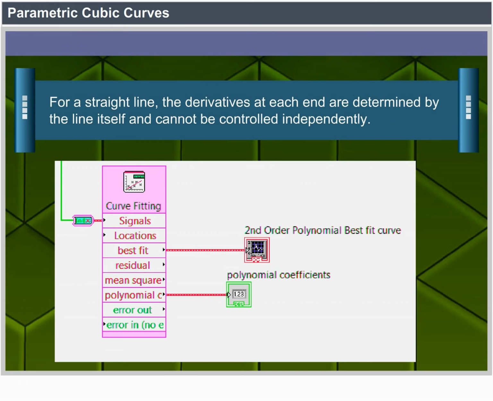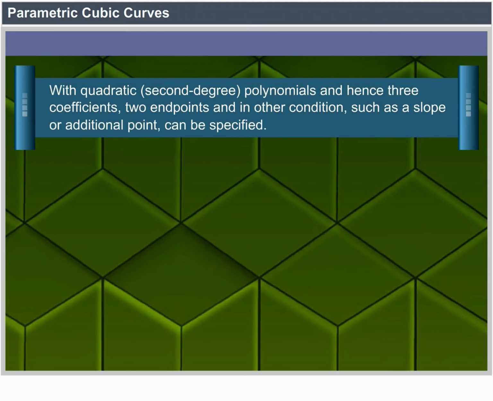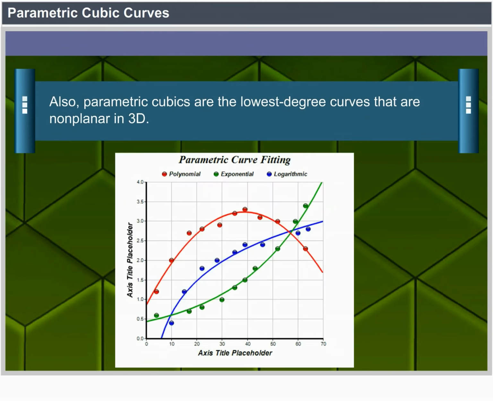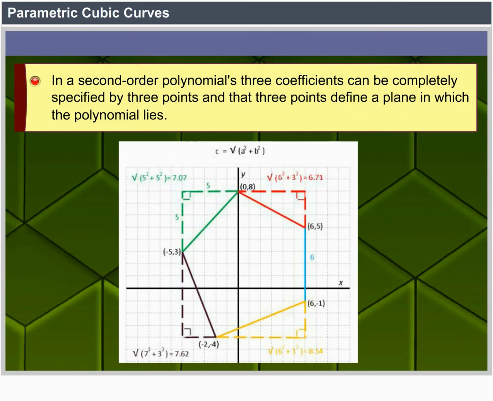With quadratic, second-degree polynomials, and hence three coefficients, two endpoints and one other condition, such as a slope or additional point, can be specified. Also, the parametric cubics are the lowest degree curves that are non-planar in 3D. You can see this by recognizing that as second-order polynomials, three coefficients can be completely specified by 3 points, and that 3 points define a plane in which the polynomial lies.